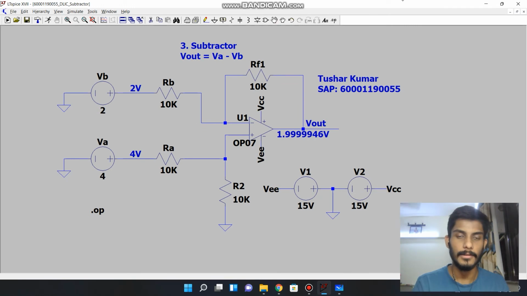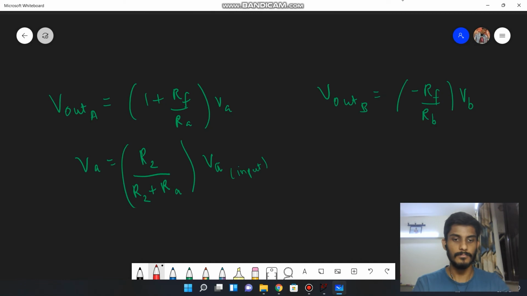Let us now look at the third application of an op-amp, which is the subtractor. So here we have the equation Vout is equal to VA minus VB. I'm taking VA as 4 volts and VB as 2 volts. Substituting these values into the equation, we get 4 minus 2 is equal to 2 volts. And as we can see, we are getting the final output as 1.9999 volts, which is very close to 2 volts. So let us see how we arrived at this equation.